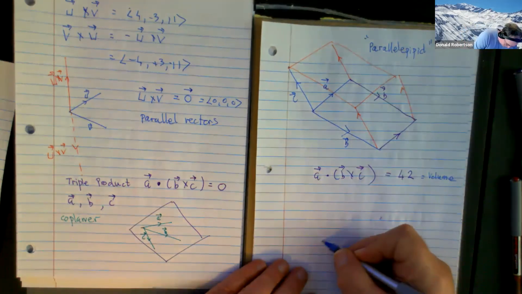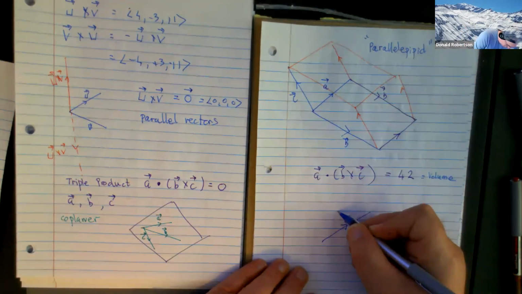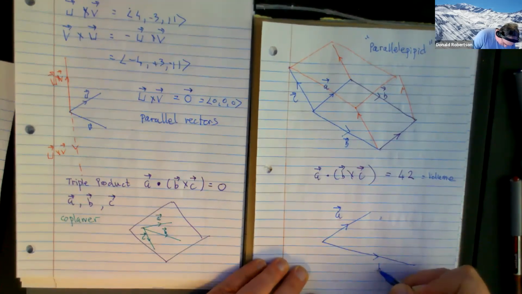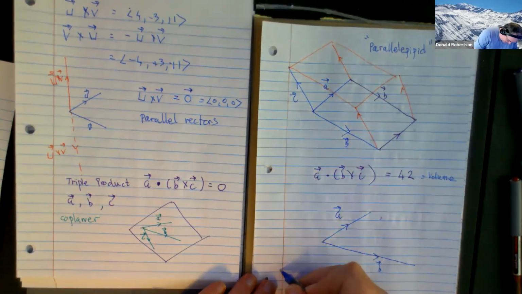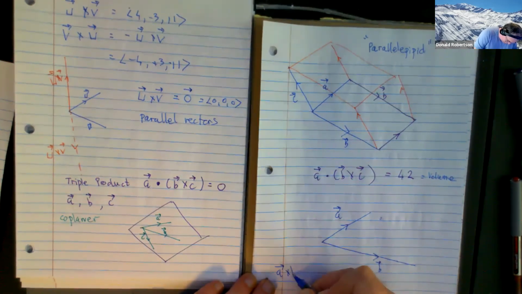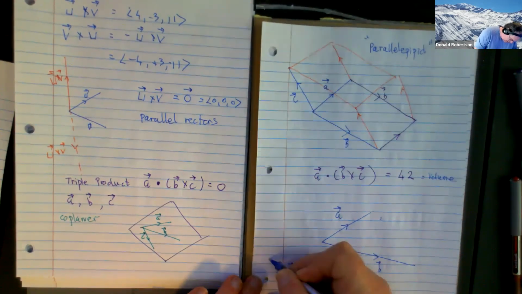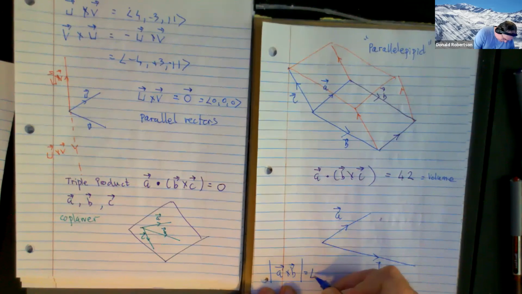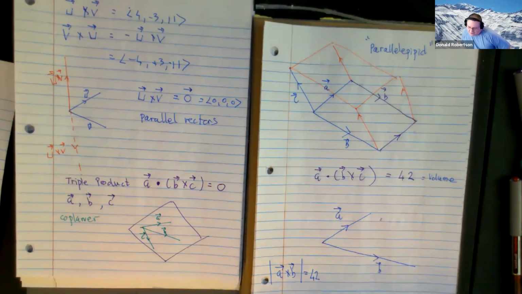Let's do a two-vector situation. Let's call this guy A, right? Call this vector B. I know what A cross B is, but I'm not going to do that. I'm going to find the magnitude of A cross B. Now that's the magnitude of this vector. And let's pretend that's 42, right? And you might be saying, what is the number 42 then?